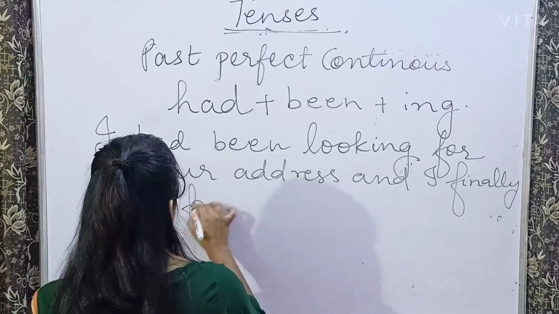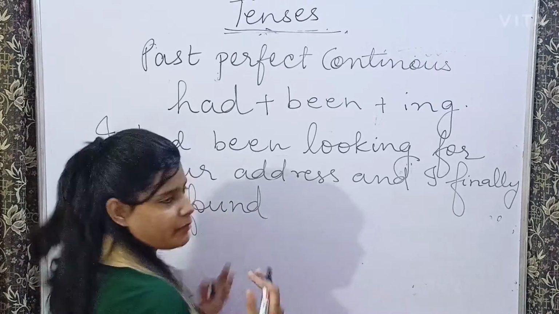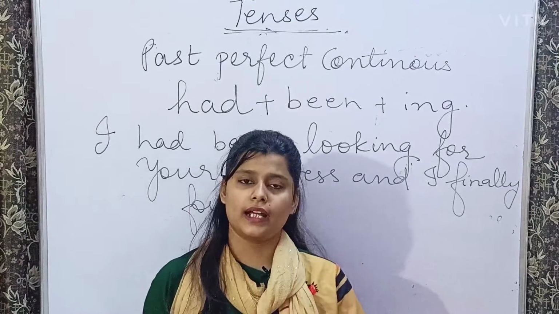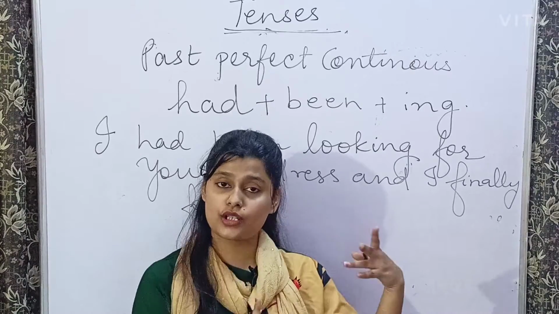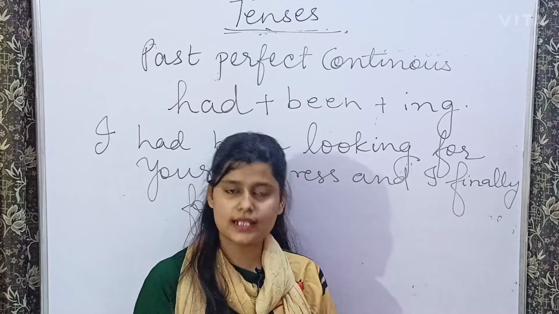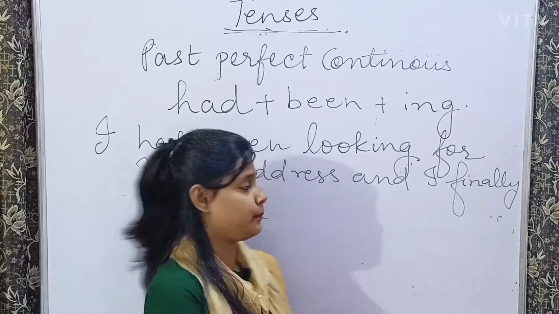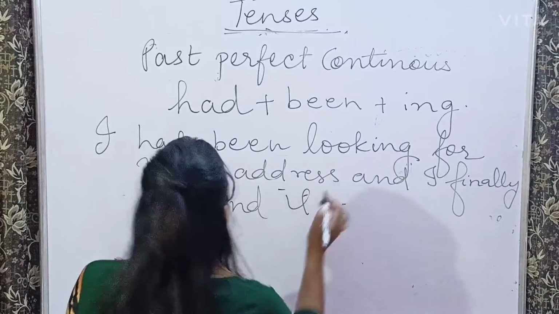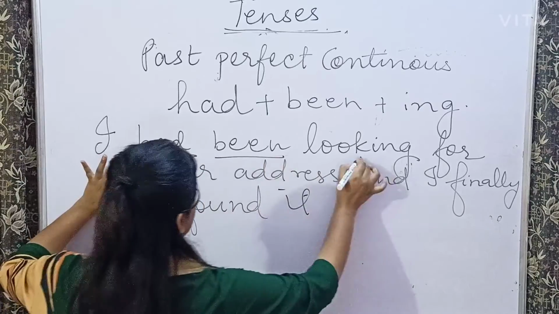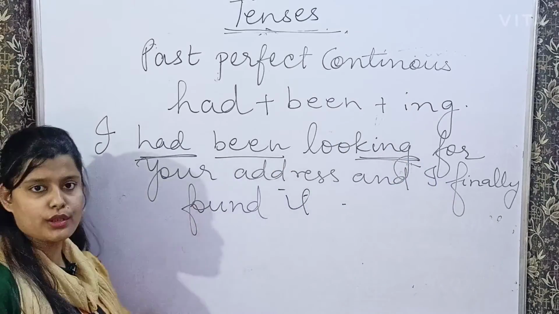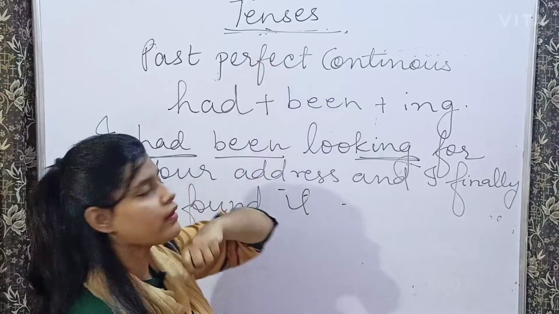Means I was basically looking for the address of my friend in the past and I finally, बस अभी मैंने उस address को ढूंढ लिया. So any action that began in the past and has just completed in the past recently, just found it. ठीक है, तो इसको हम ऐसे भी समझ सकते हैं कि we have used had, we've used been plus we've used the ing form of verb in order to make it more clear.